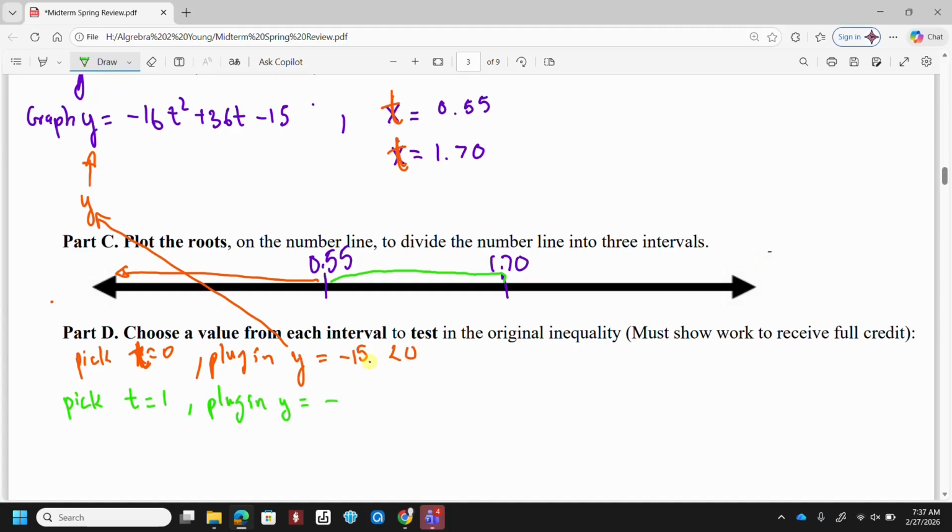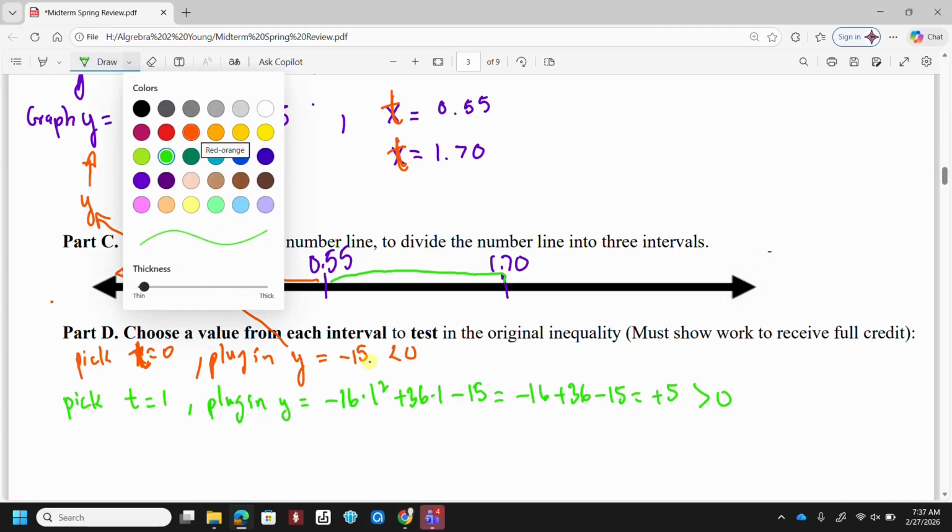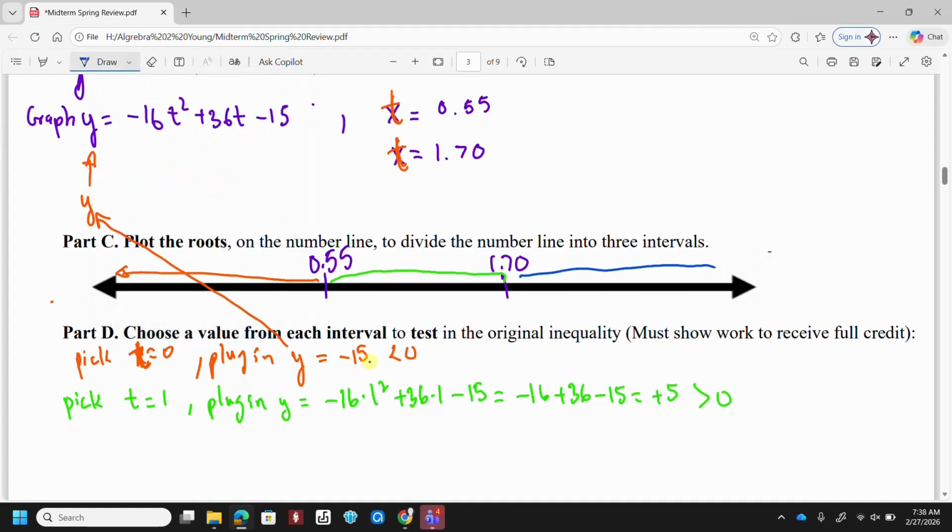So you're going to have negative 16 times 1 squared plus 36 times 1 minus 15. This is negative 16 plus 36 minus 15. This gives me positive 5, which is greater than 0. All right, next one. What color should I pick? Blue. I need to pick a number right there. You see you have 3 intervals, so now we're going to pick t equal to 2. 2 is greater than 1.70, so 2 is good.